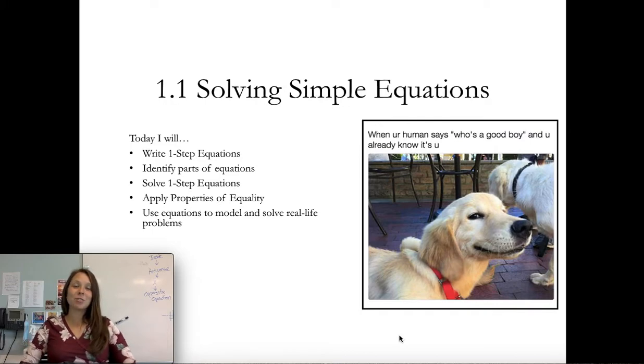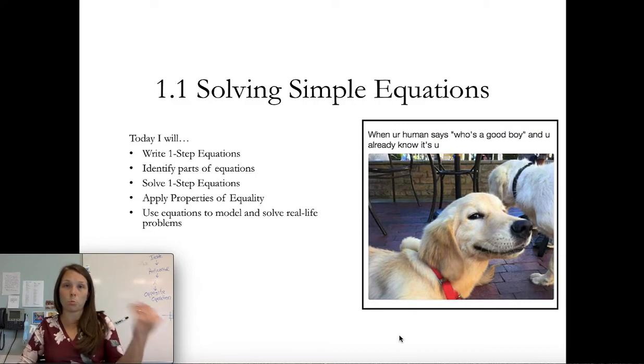Hi everyone. So today we're starting with chapter 1, which is dealing with solving equations. So for our first lesson, we're looking at solving simple equations. So today in this lesson, we're going to look at writing one-step equations, identifying parts of equations, solving one-step equations, applying some of our properties of equality to solve equations, and then use equations to model and solve real-life problems. So I know it seems like we have a lot of bullet points of what we're going to be covering in this lesson, but about half of these are review from your prior math classes.